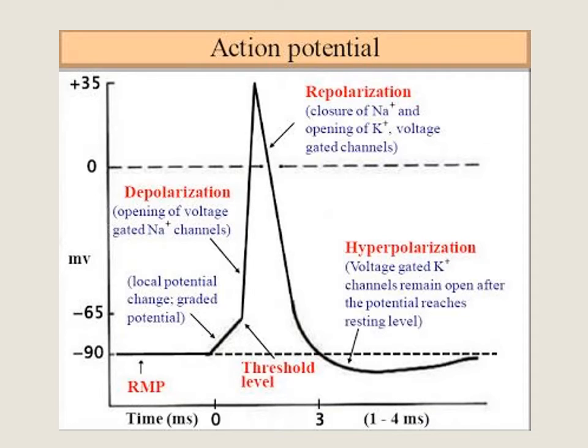After it reaches the threshold voltage, it travels along the resting potential to below minus 90, which is called hyperpolarization. The voltage gated K plus channels remain open after the potential reaches the resting level, and the resting state is re-established at about 5 milliseconds. That process is called hyperpolarization. This is the approximate plot of the action potential, which shows clearly what is depolarization, what is repolarization, and what is hyperpolarization.